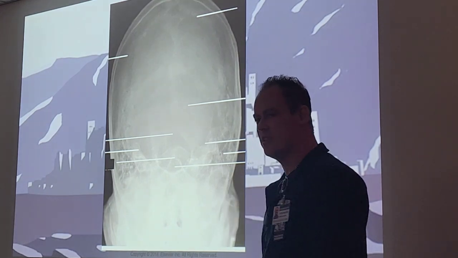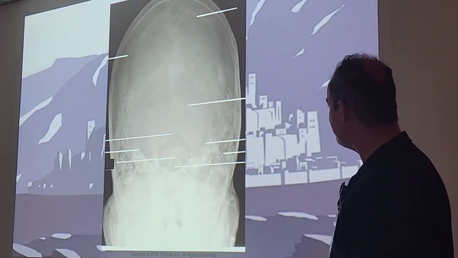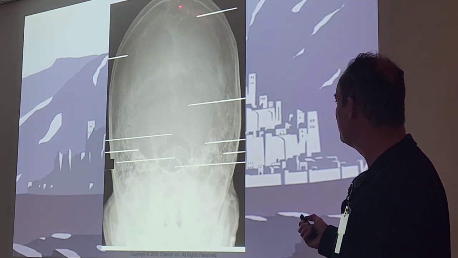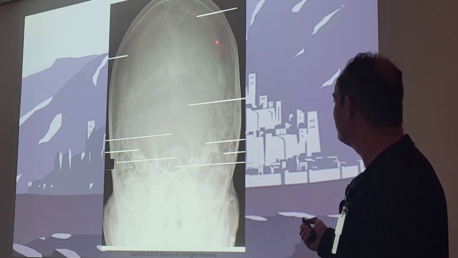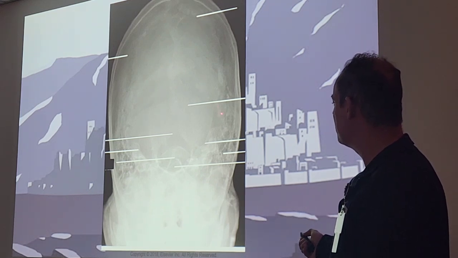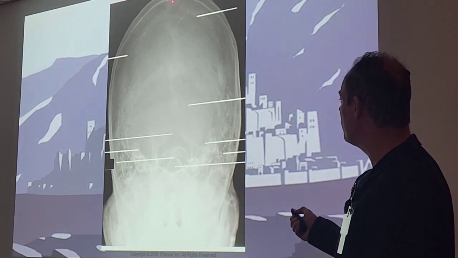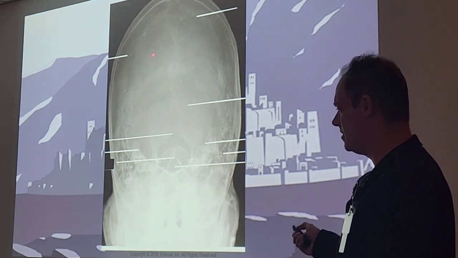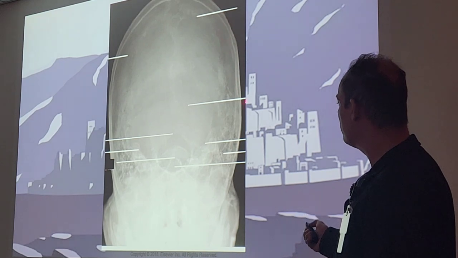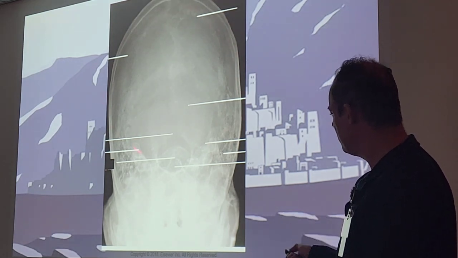Now, what can we label on this? This is back to that Towne's view. Let's start up here. What suture is this? Sagittal? Be careful. No, that's the coronal suture up there. Oh, coronal. What suture is this? Lambdoidal. If we could see it going down the middle, what suture would that be? Sagittal. What cranial bone is this? Parietal.